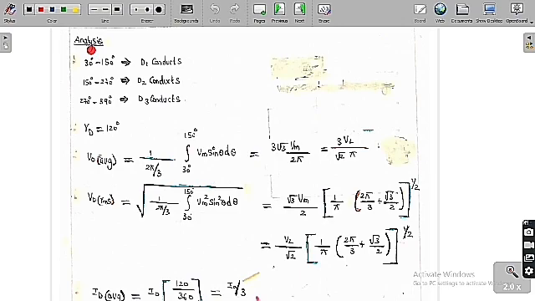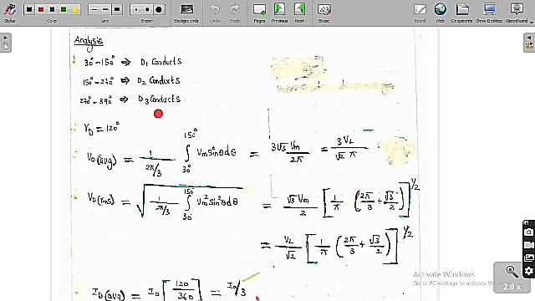Now we are going to do the analysis of this circuit. From 30 degree to 150 degree, diode D1 is going to conduct, because VA0 is greater than VB0 and VC0. Similarly, from 150 degree to 270 degree, VB0 is greater than VA0 and VC0, so diode D2 is going to conduct. Similarly, from 270 degree to 390 degree.